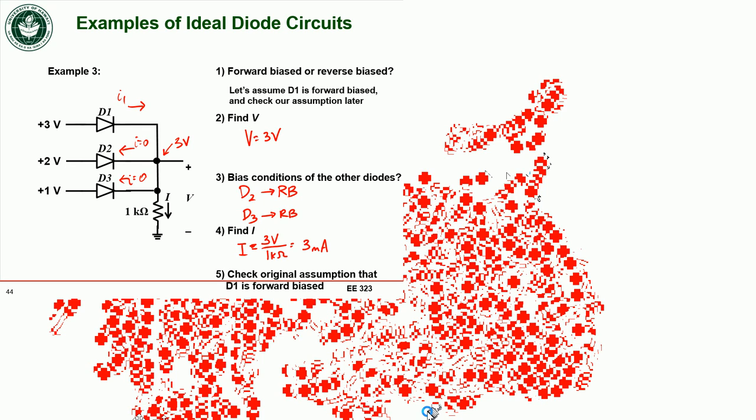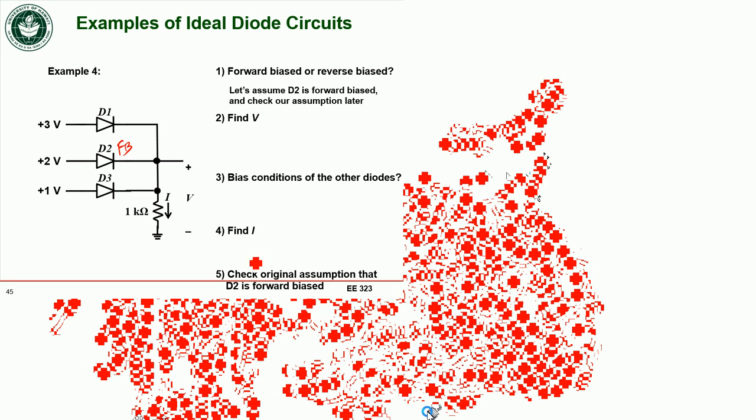Okay, so we're going to look at the same problem, but we're going to make a wrong initial assumption. My initial assumption is that diode 2 is going to be forward bias. Now that I assume that diode 2 is in forward bias, what does that mean for this voltage V? Because it's an ideal diode, no voltage is dropped across diode 2, so that voltage should be 2 volts. Let's check what's going on with the other diodes. Diode D3, what's happening? That one is going to be reverse biased. How about diode D1?